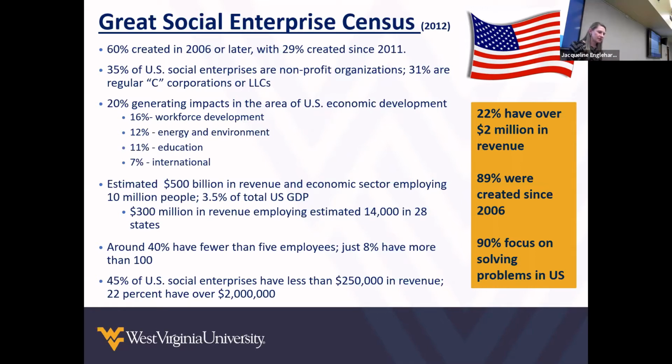And we see that 35% are nonprofits, and so they're going to have that 501c3 tax exemption. So they're going to have to do that book balancing piece. And 31% are regular corporations or companies. 89% of all of these organizations have been created since 2006. So massive growth in the sector, massive growth. And again, 90% are focused on solving problems.